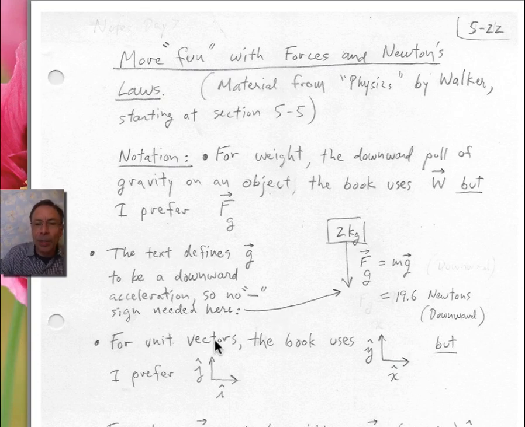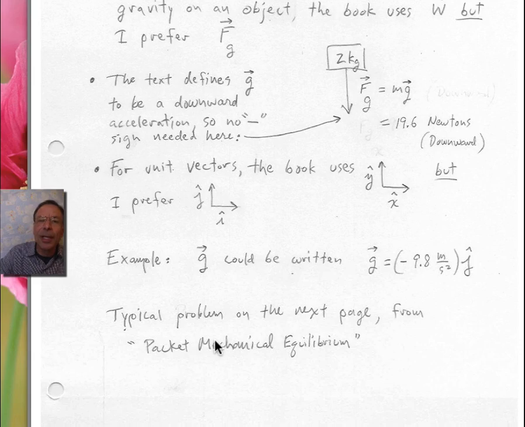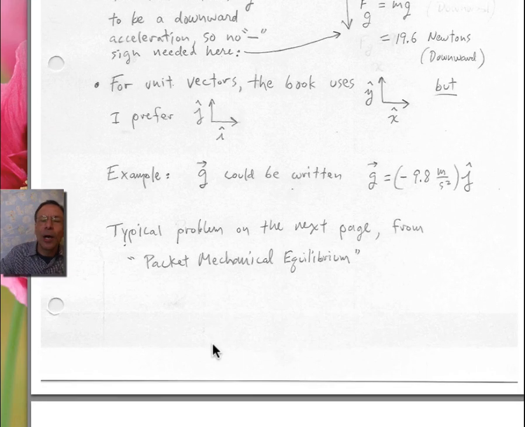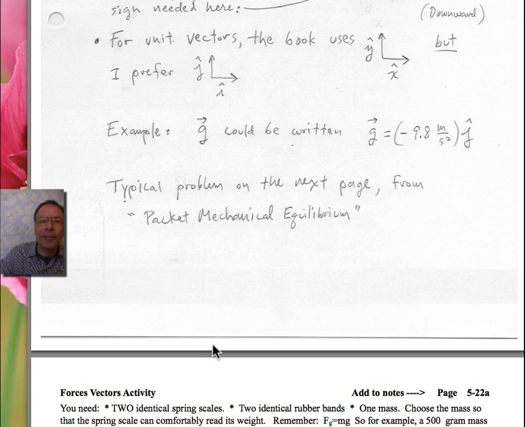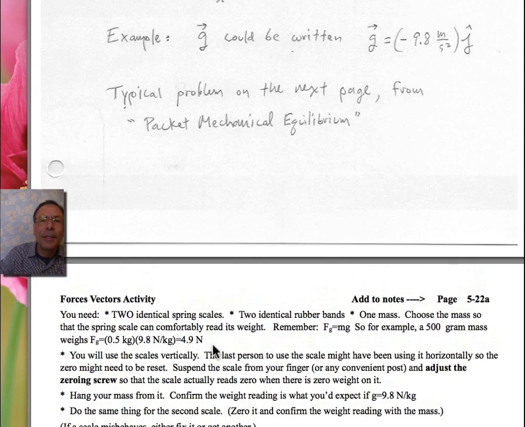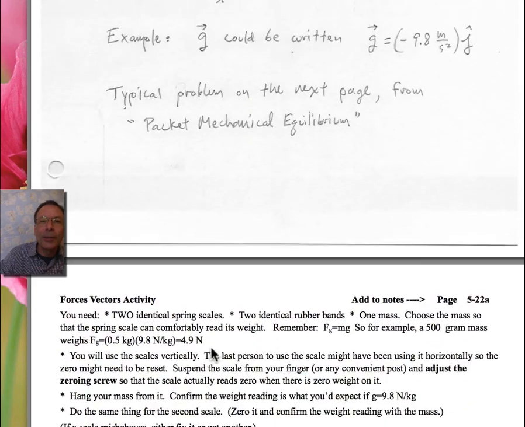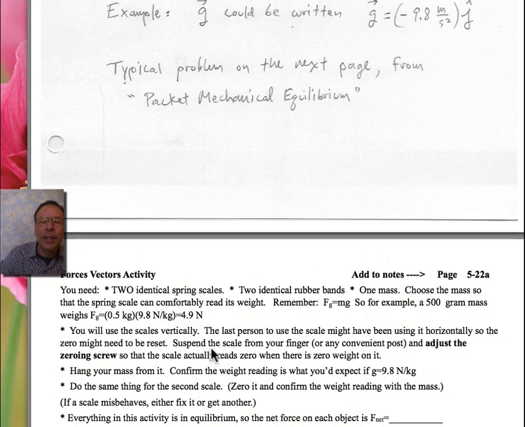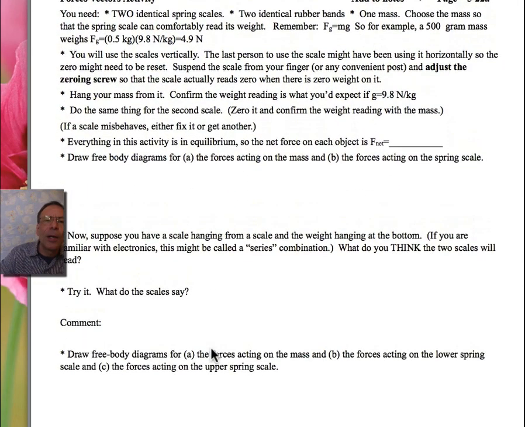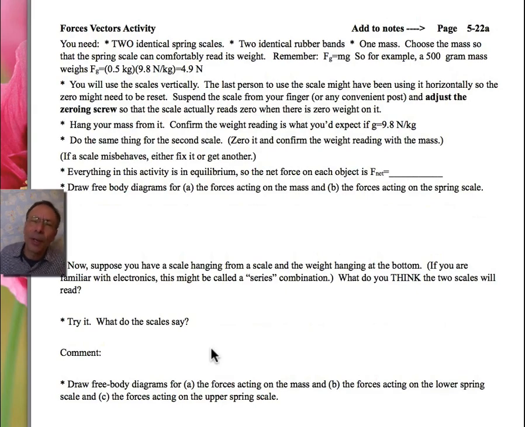And the book likes to use the x hat and y hat vectors, and I'm using the more common i hat and j hat vectors. Now what I want to do is go over this activity, but the problem is I don't have a scale here. I'm at home. I don't have all this equipment. So let me just explain to you what this is about.